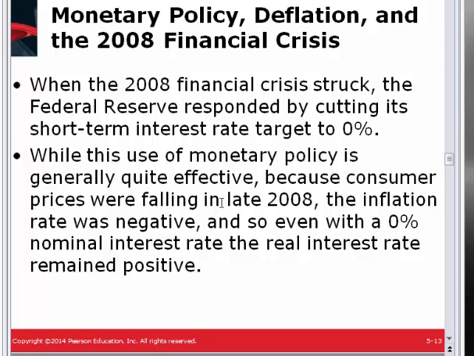However, even though the prices of things were going down, consumer prices were falling, the inflation rate was negative. So even if it had a zero nominal interest rate, the real rate of return still remained positive. Again, how does that work? Well, it's a negative sign. So if you subtract the negative, you're adding. So we ultimately end up with a positive real rate, even when the nominal rate was zero.